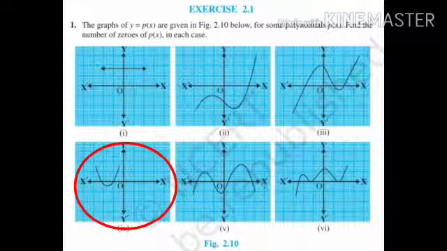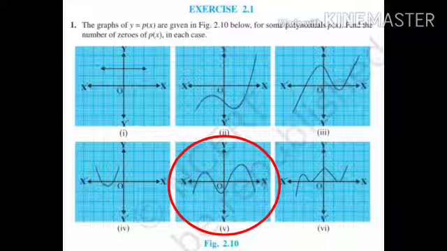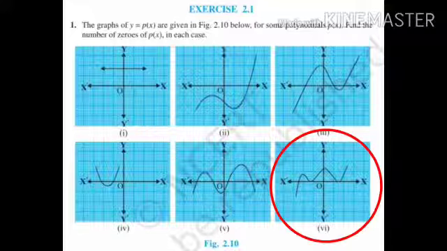In the next graph, we can see that it intersects the x-axis at 2 points, so the number of zeros will be 2. Similarly, in the fifth graph, we can see that it intersects the x-axis at 4 points, so the number of zeros will be 4. And in the last graph, it intersects the x-axis at 3 points, so the number of zeros will be 3.